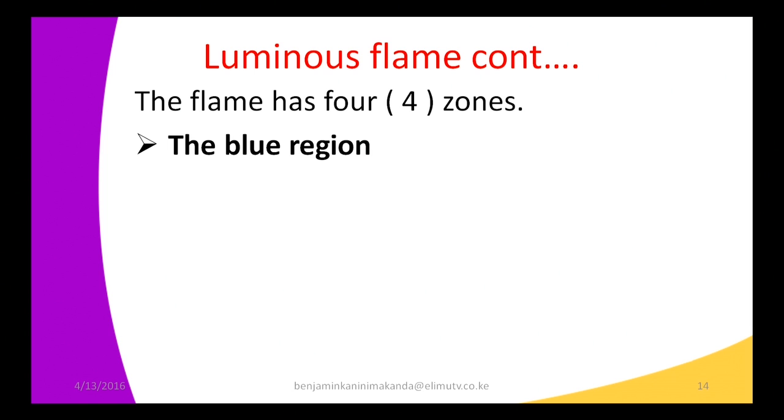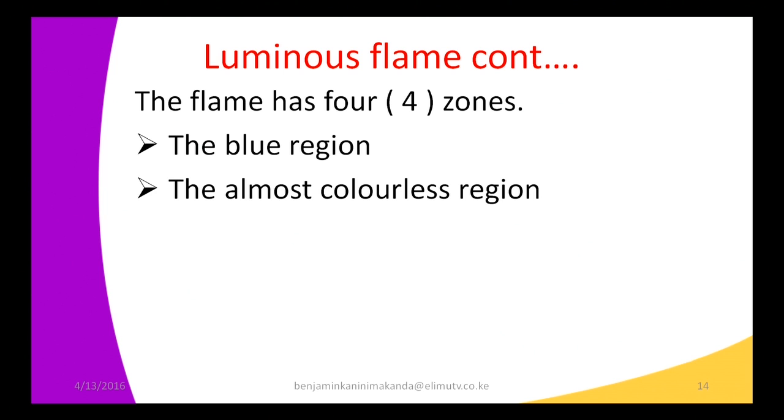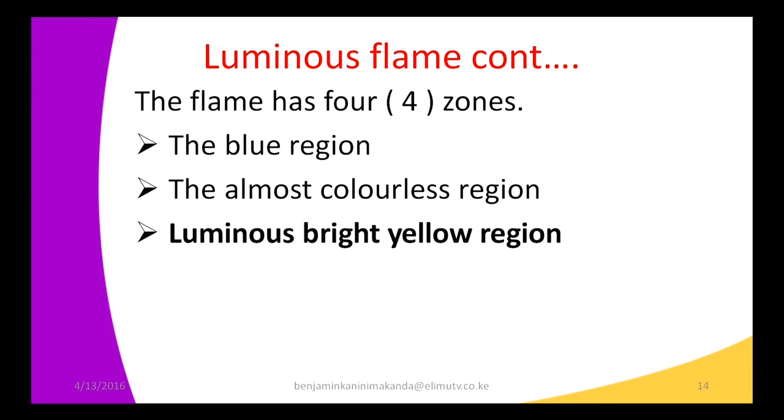the flame has 4 zones, as we have seen. The first zone is the blue region. The other region of the flame is the almost colorless region, which is in the middle of the flame. We also have the luminous bright yellow region. I would like us to understand what the word luminous means.